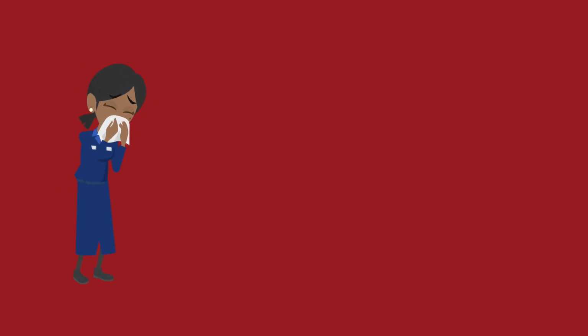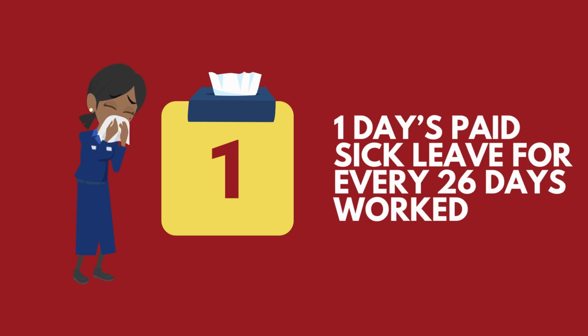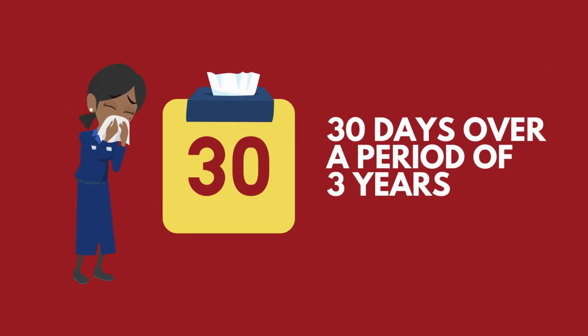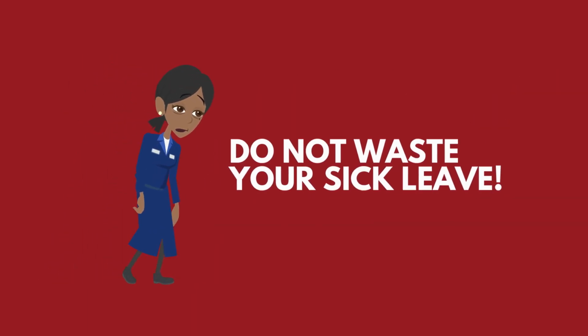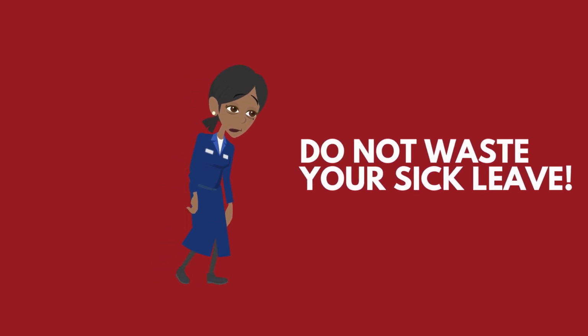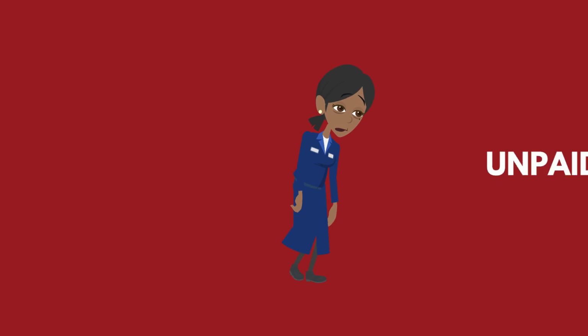Sick leave. During the first 6 months of work, agri-workers will be entitled to 1 day's paid sick leave for every 26 days worked, and thereafter 30 days over a period of 3 years. Remember, do not waste your sick leave. Once the sick leave is used, any further sick leave will be unpaid.